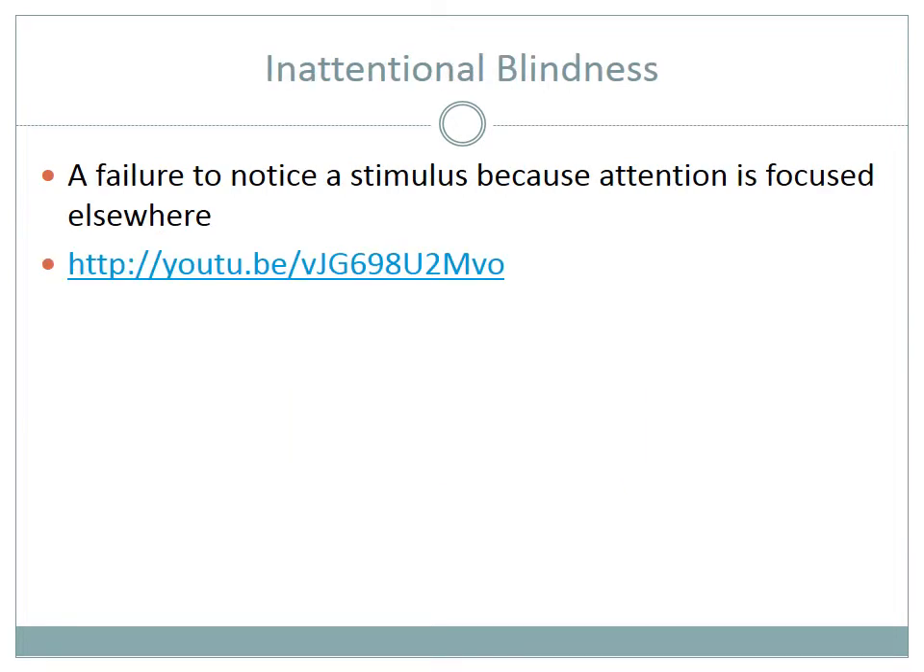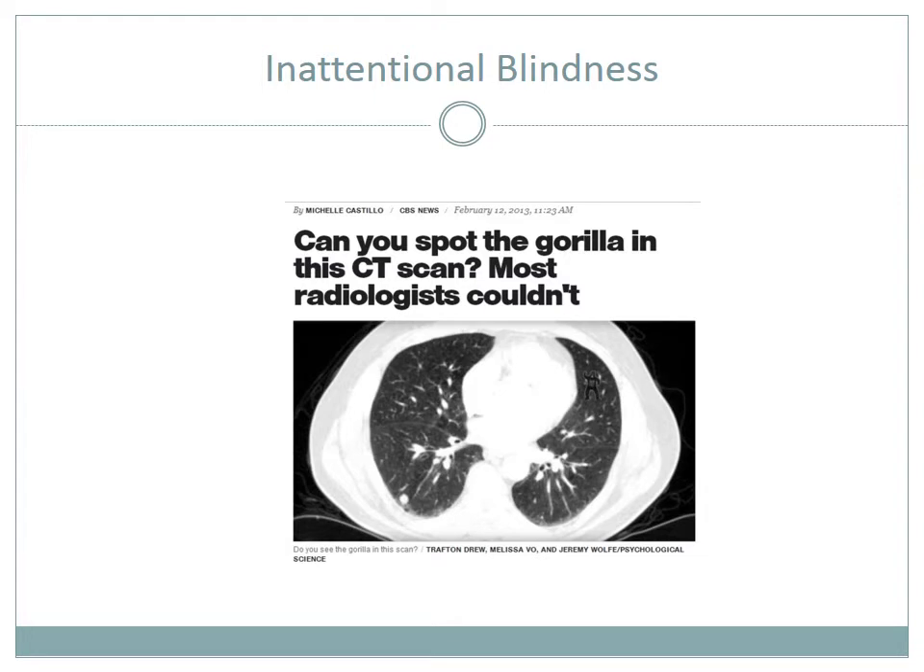Now then there's inattentional blindness, which is a failure to notice a stimulus because attention is focused elsewhere. And this is a really cool video, and I'll just post that separately here. I'm not going to play that here now. But if you have a couple minutes and you want to know about inattentional blindness, make sure you take a look at the video. It's really a neat video. So it's a failure to notice a stimulus because your attention is focused elsewhere.